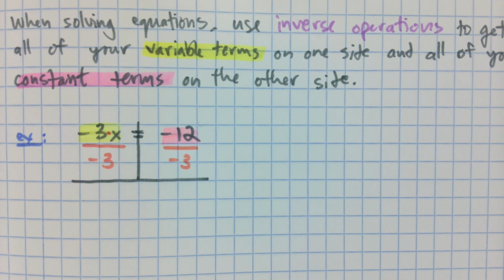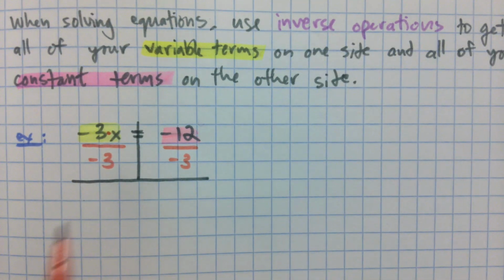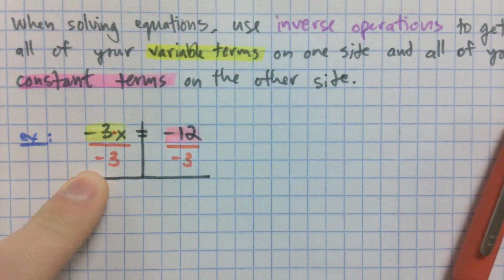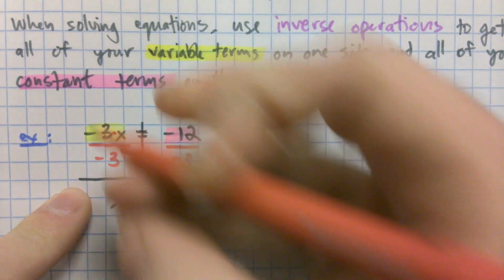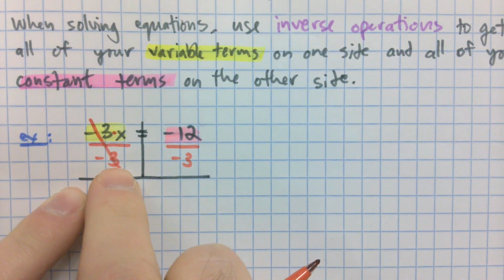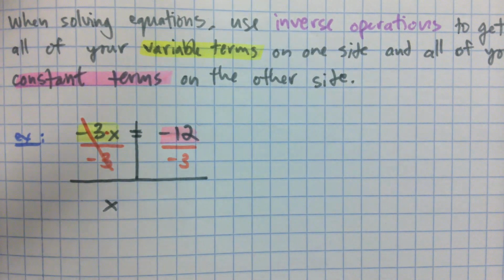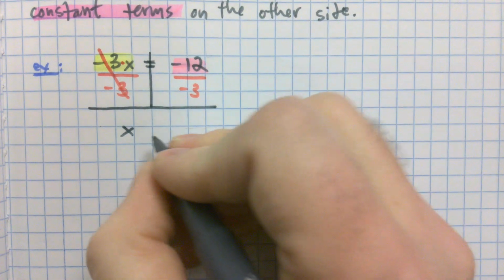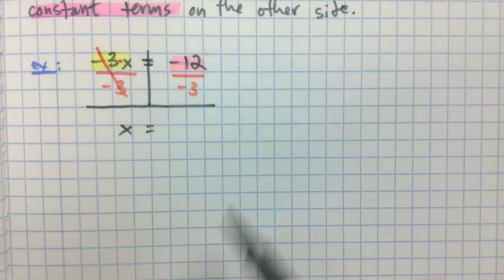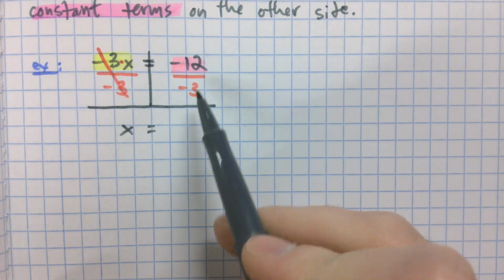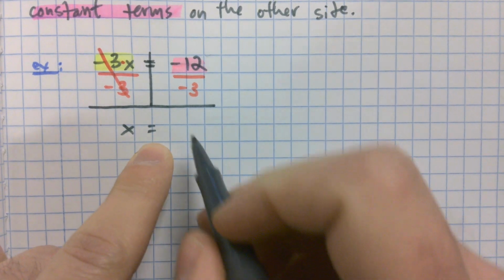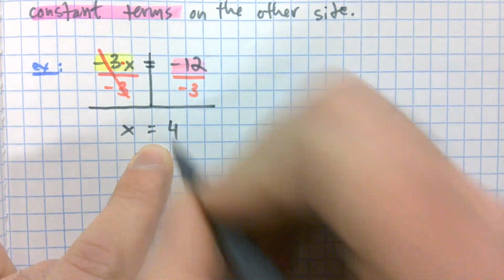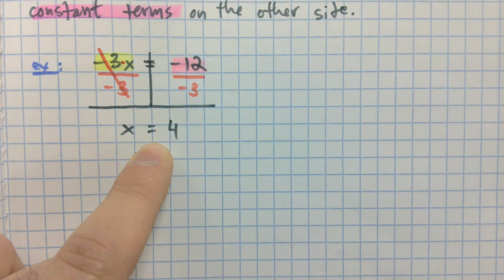What is negative 3 over negative 3 on the left? We just get x, right? They cancel out because negative 3 over negative 3 is just 1. And when we have a 1 in front of x, we don't need to write it. So we've got x on the left equals, what's negative 12 divided by negative 3 going to give me? Positive 4, right? A negative over a negative gives me a positive, just like that.